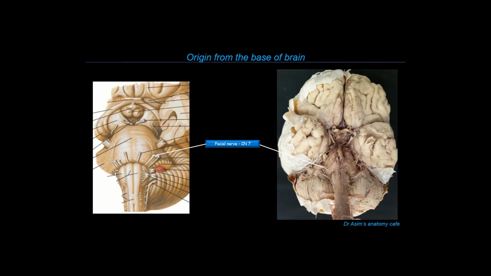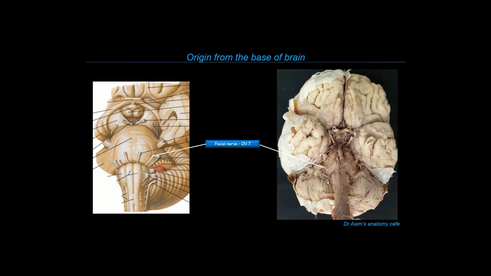Now this is the junction of the pons and the medulla, and here you can see three cranial nerves popping out from the junction of the pons and the medulla in a sequence from medial to lateral. These are the abducent nerve and the facial nerve, followed by the vestibulocochlear nerve. The facial nerve can be seen originating as its sensory and motor roots.